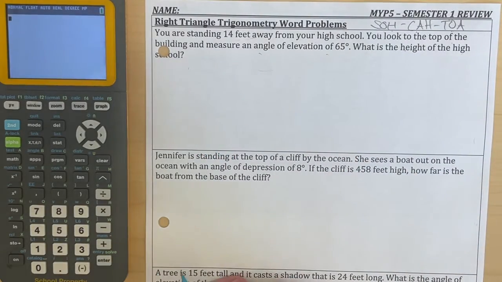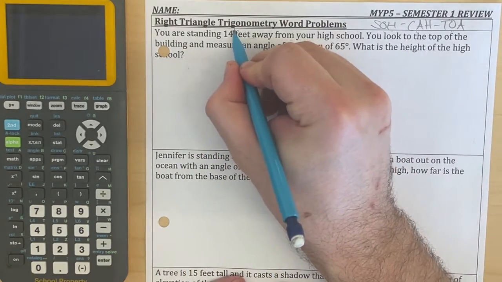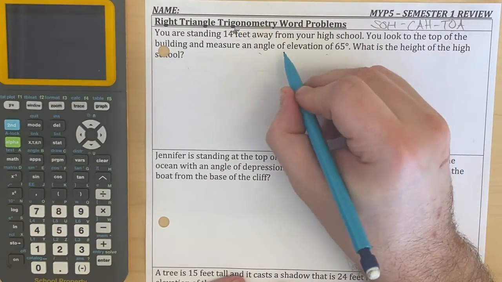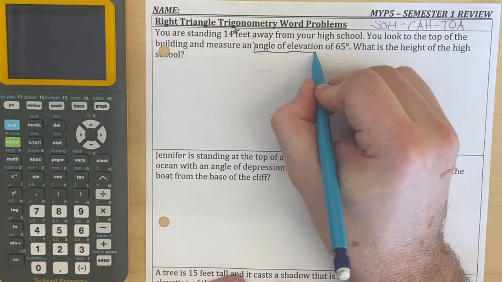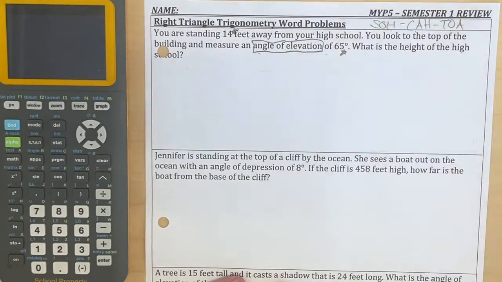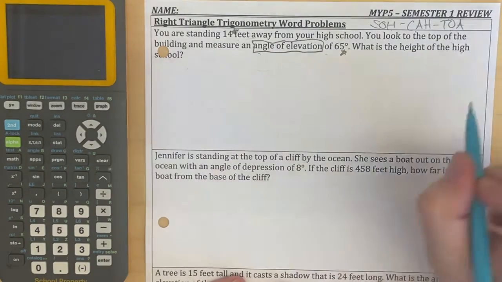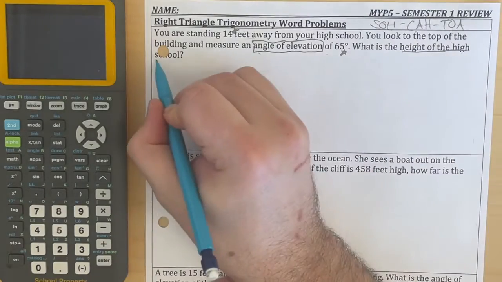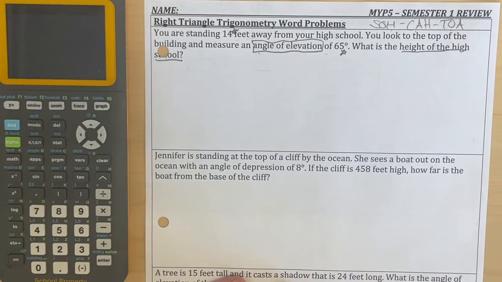So some important parts to have with this, we have 14 feet away, so I can put a little star by 14 feet. We have angle of elevation, so I can box that in because that's a vocab word. And I can also say it's 65 degrees. And so what are we doing? We're looking for the height of the high school, so I can underline that as our objective.